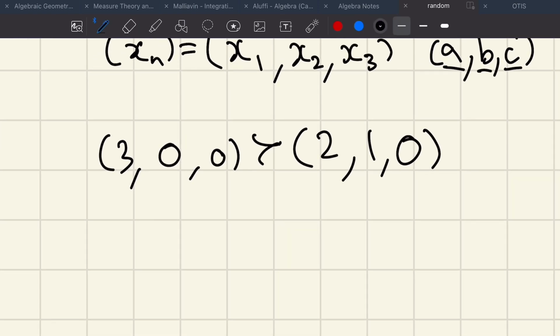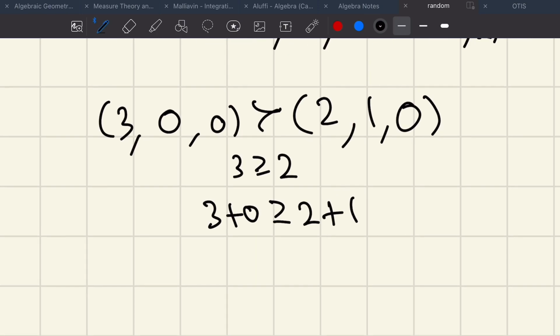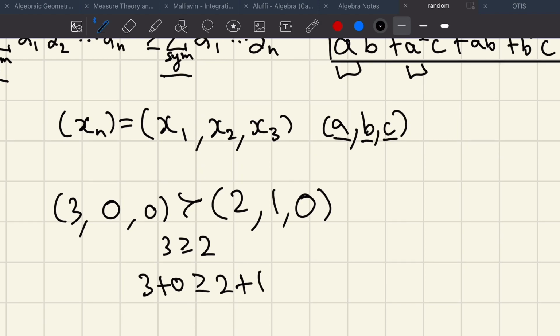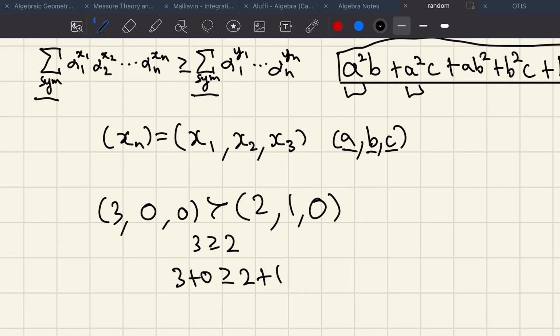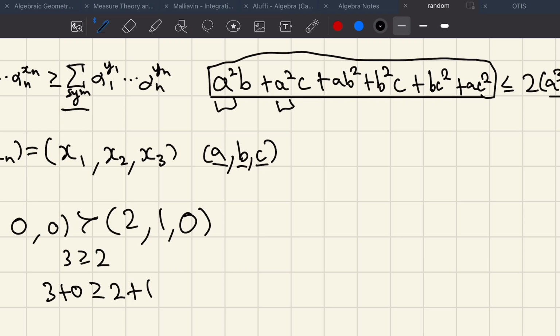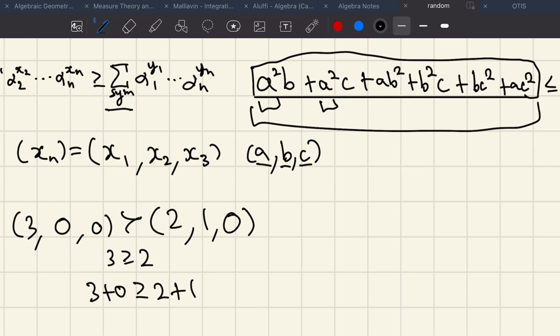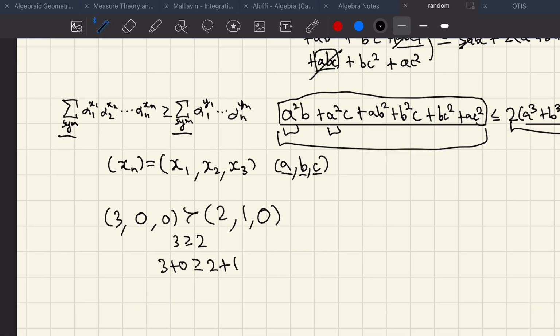But then we notice that 3, 0, 0 majorizes 2, 1, 0 because, well, obviously 3 is greater than or equal to 2, and then 3 plus 0 is greater than or equal to 2 plus 1, and that's our result. So since 3, 0, 0 majorizes 2, 1, 0, this symmetric sum should be less than this symmetric sum, which is our result.